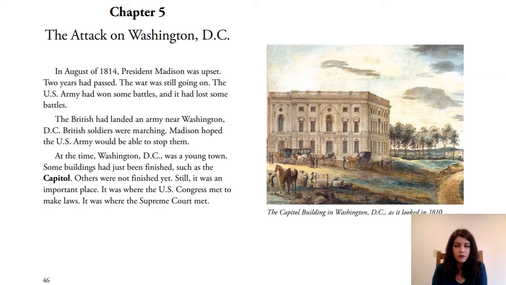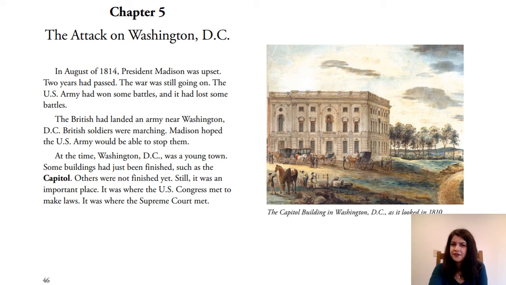At the time, Washington, D.C. was a young town. Some buildings had just been finished, such as the Capitol. Others were not finished yet. Still, it was an important place. It was where the U.S. Congress met to make laws. It was where the Supreme Court met.